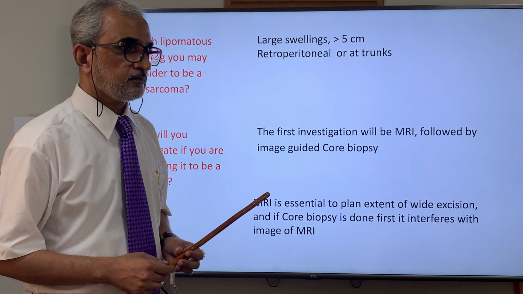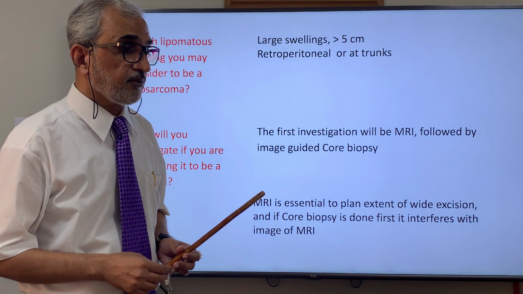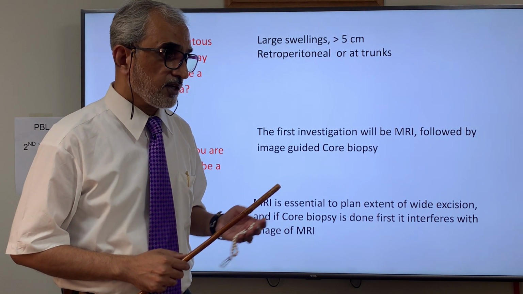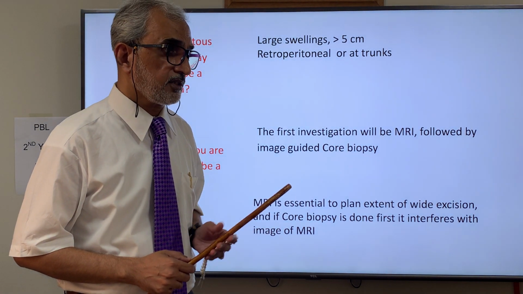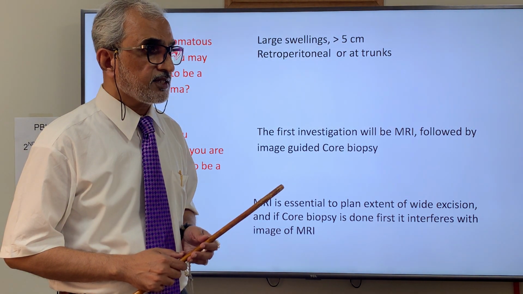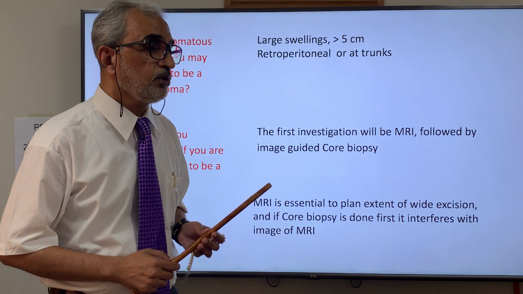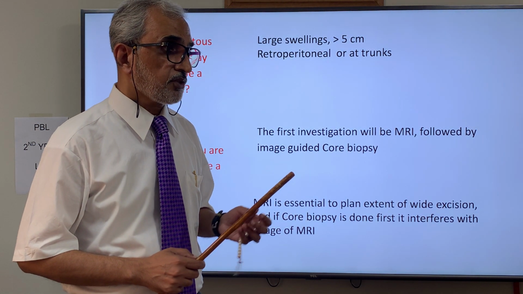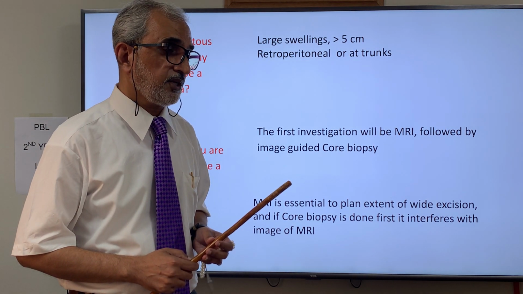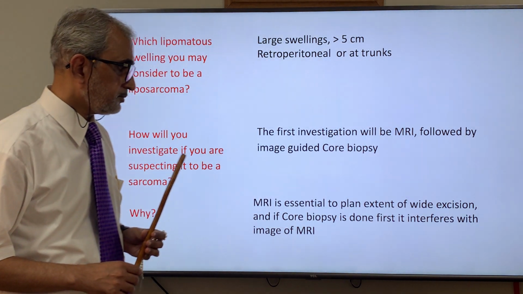How will you investigate if you are suspecting it to be a sarcoma? I am going to follow the general principle of sarcomas, which is everywhere: we don't do a biopsy of a sarcoma first. The first investigation is MRI, magnetic resonance imaging, because the important thing in the treatment of sarcoma is its excision. And for the extent of excision, one important tool we have to decide is the MRI. So if we take a biopsy first, then it affects the image of the MRI. Therefore, MRI is to be done first whenever we suspect any sarcomatous growth.